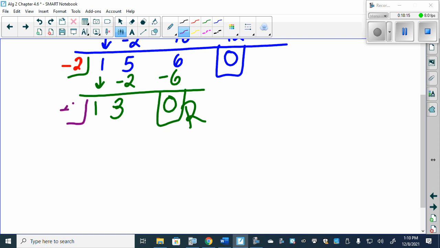Now we can do -3 here. -3 times 1 is -3, plus -3 is -3. So this is a remainder. Whenever we're left with a constant as the last number, we're done.